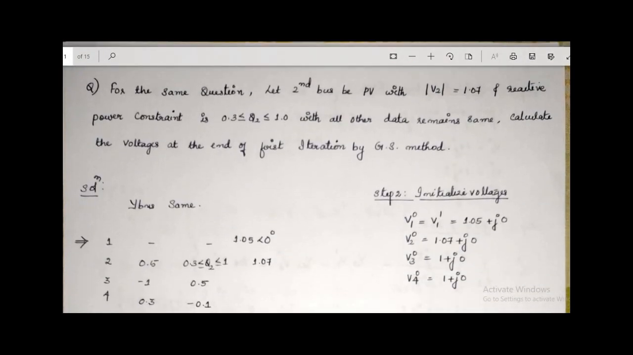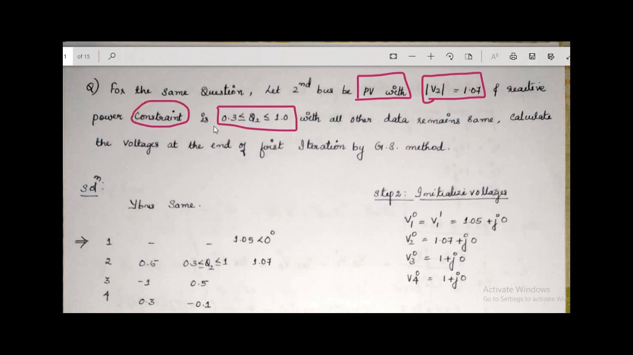Now here comes the same question with a change. The second bus is PV. What is PV? PV means generator bus. Yes, now a real headache came, because whenever there is a generator bus, there is a real headache. So your second bus is now a PV bus. In the previous question, the second bus was a load bus, but now it is a generator bus, and the magnitude of the voltage is given as 1.07. So we cannot assume the magnitude as 1. It is given here as 1.07. And the power constraint, constraint just means limit. So your reactive power constraint is between 0.3 and 1.